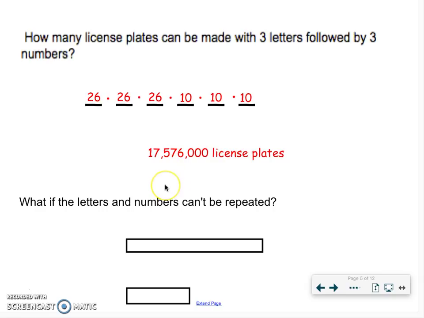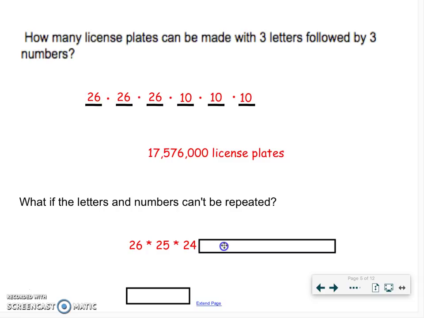Now the next question is, what if the letters and numbers can't be repeated? Well, we're still going to start with 26 letters for that first spot. However, after that first spot, we can't reuse the first letter that we chose. So now there's only 25 letters to pick from. And then after we use that letter, now there's only 24 letters to pick from. And that will cover all 3 of our letters.